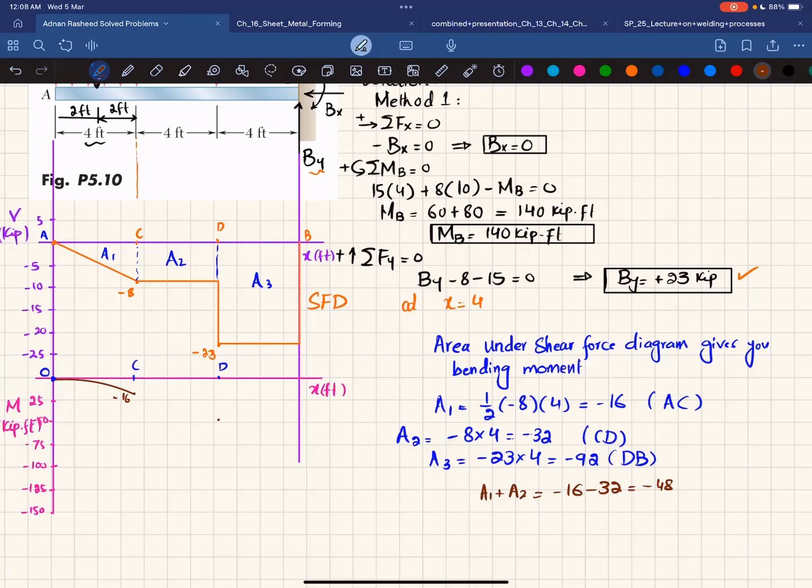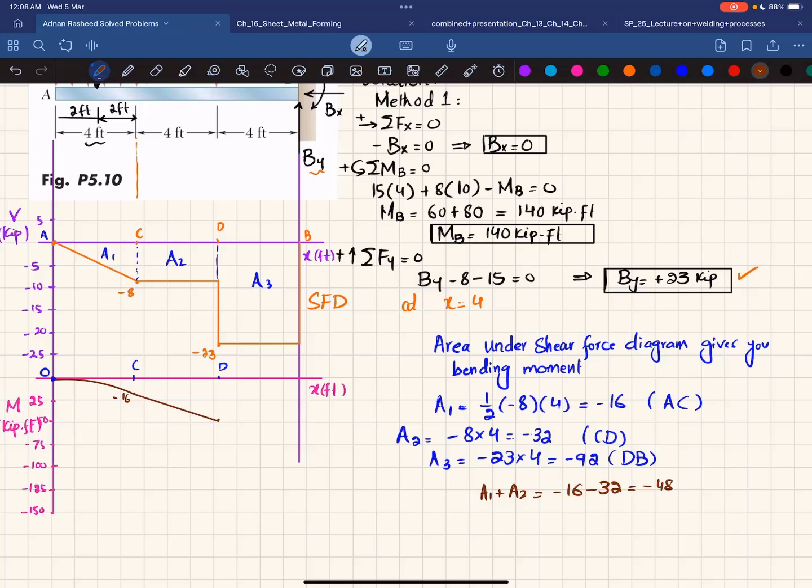Again, you can see that the shear force is a 0 degree line with a negative area. So the bending moment will be a straight line, but the slope will be decreasing. So we will join these 2 points using a straight line.